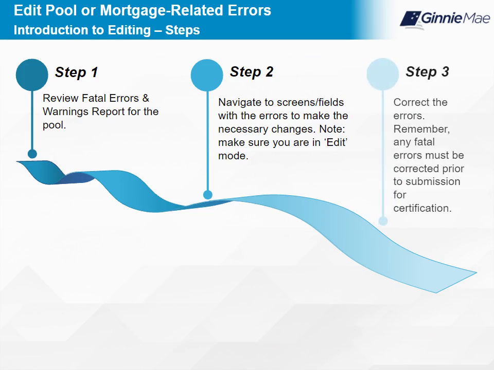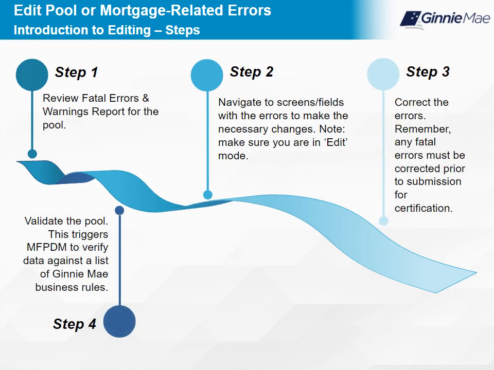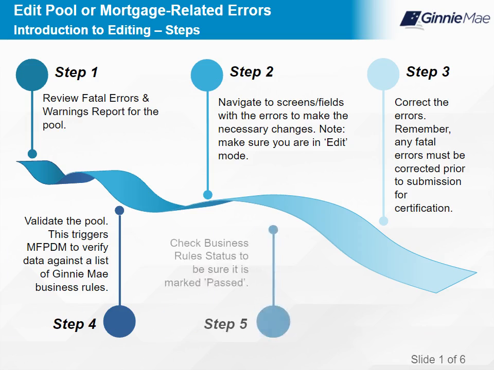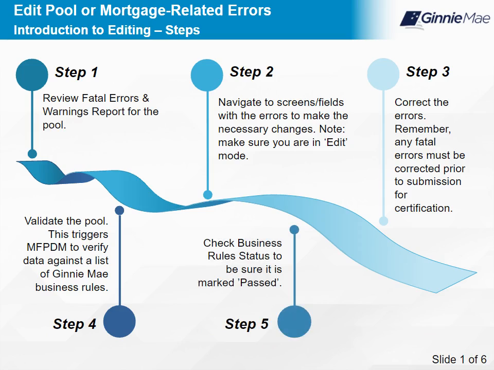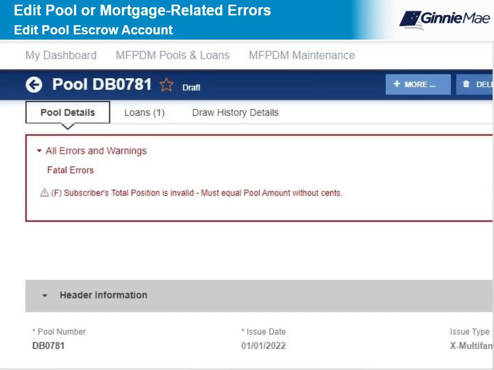Then you will correct the errors and validate the pool. Finally, go back into the system after it has had time to validate your changes. Check the business rules status and make sure it is marked Passed. Select Next to continue. Let's examine the pool on your screen.